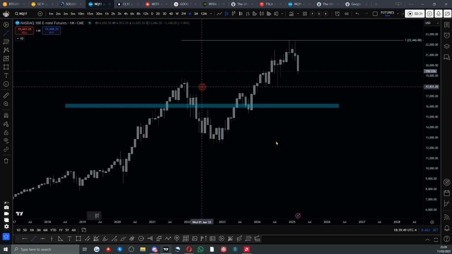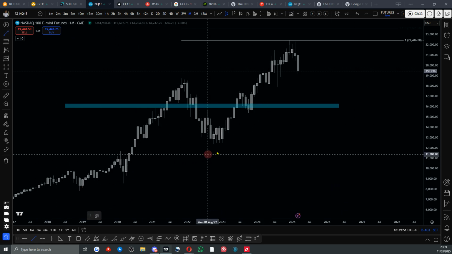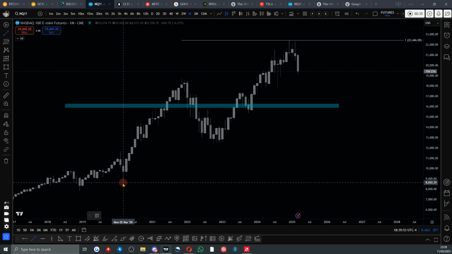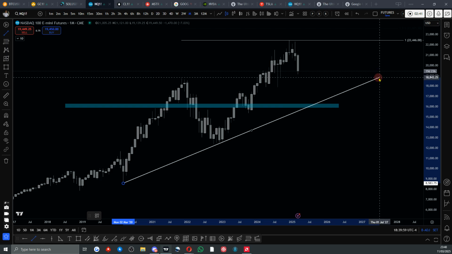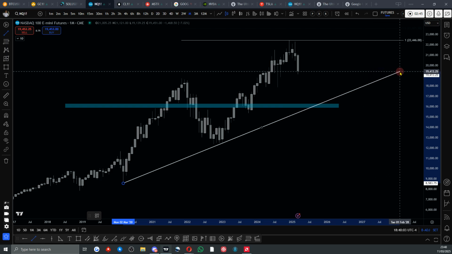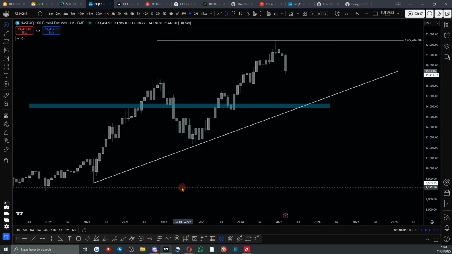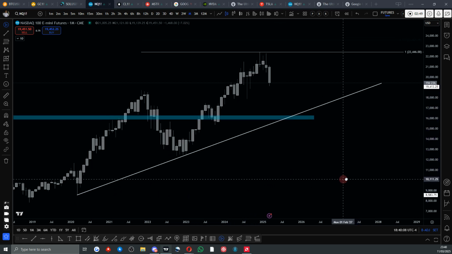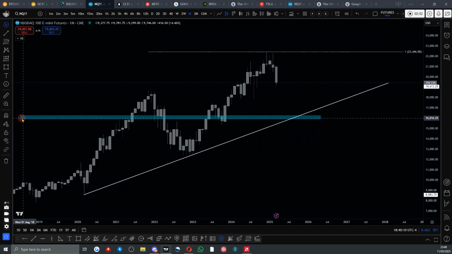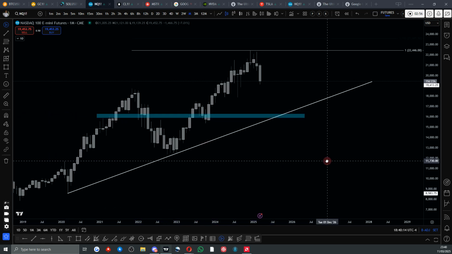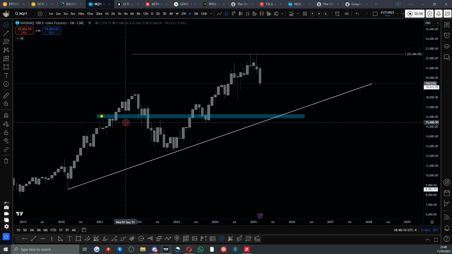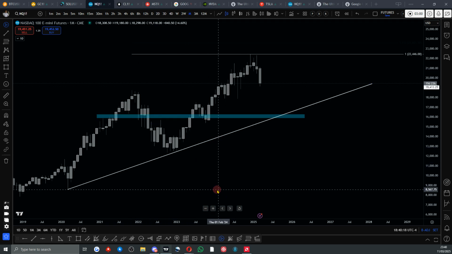Then I will use a trend line, which we can see is pretty well respected off of that level. Just pull that in a bit. That was a bit too far. I'm trying to keep the colors also really neutral.